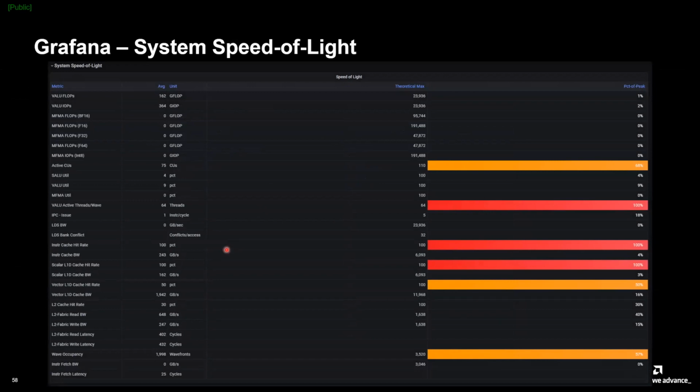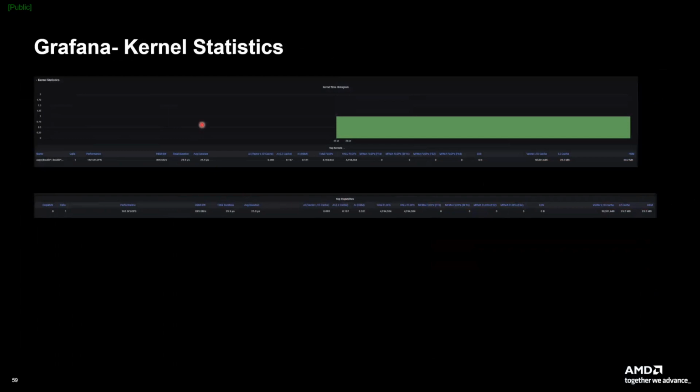So you can see here the Grafana is a bit different than the standalone GUI. You can see the value active threads per wave, for example, is 100% utilized, etc. Kernel statistics. I'm sorry, here it's not clear. You have one kernel, 162 gigaflops, almost 900 gigabytes per second HBM bandwidth, total durations, and arithmetic intensities, etc. And the top dispatch also, which dispatch was the top one.